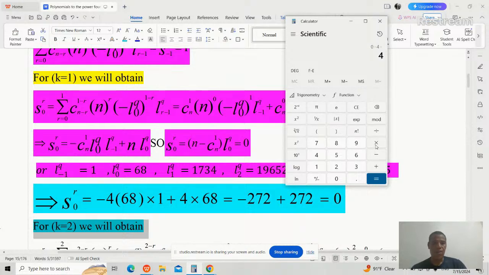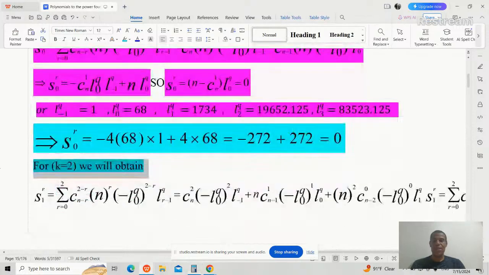Okay, negative 4 times 68 plus 4 times 68. This one, learners, has to be equal to 0. That's why the value of S0 for the I is 0 for any polynomial to the power n. You can close your eyes and tell that S0, according to my discriminant formula, is going to be equal to 0.